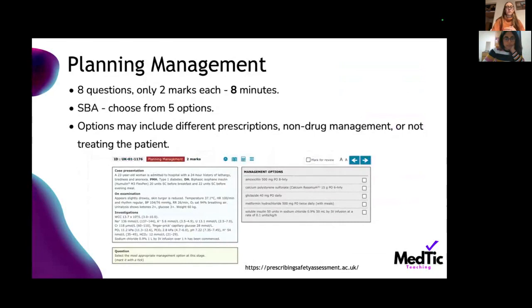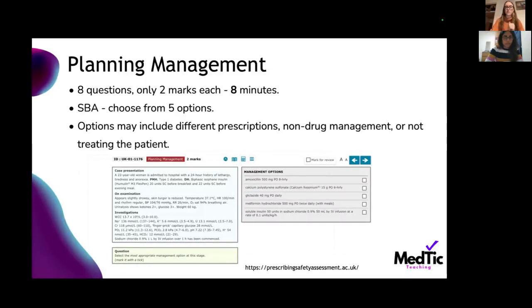so these sections are now much smaller points wise. These ones are worth only 2 marks each. So we suggest doing about a minute per question. In planning management, you'll be given a STEM, a question, and then 5 choices to choose from. I would recommend reading the question first so you know what you're looking for when you read the STEM. And then the options might include different prescription options, non-drug options, and also not doing anything, which might be the valid option. So just read the options carefully. Don't click on the first one you see.